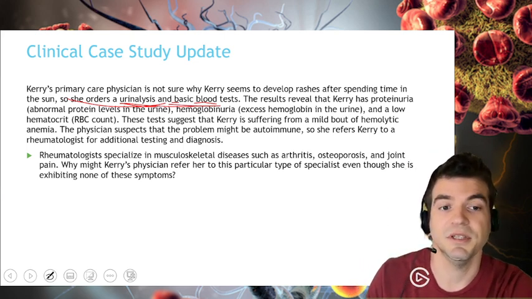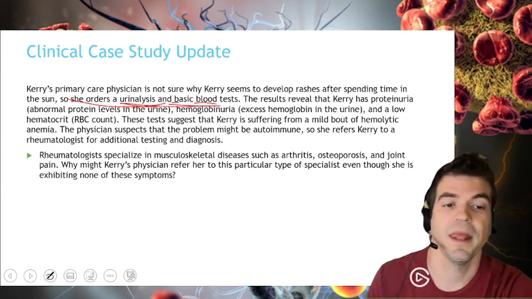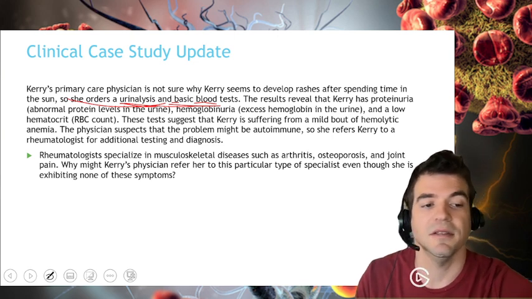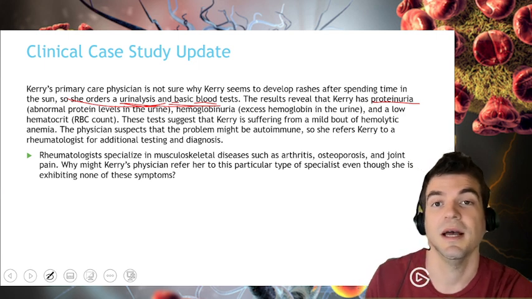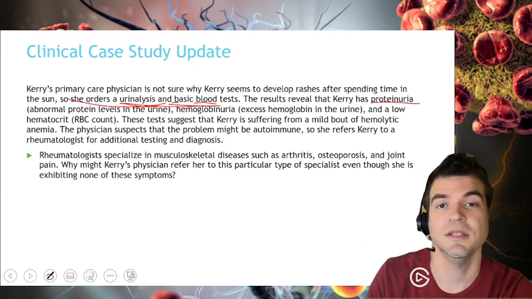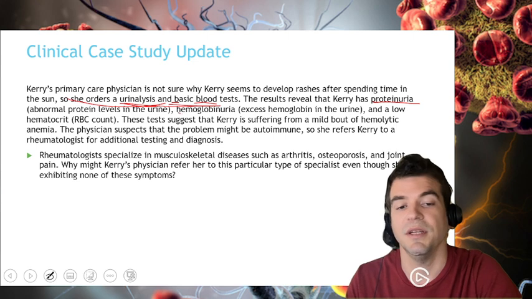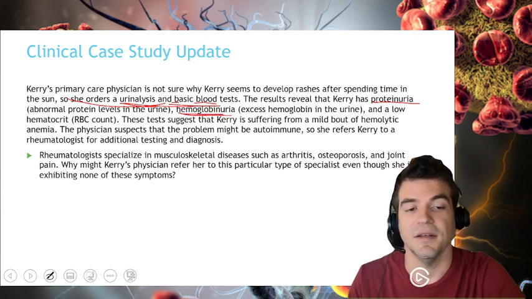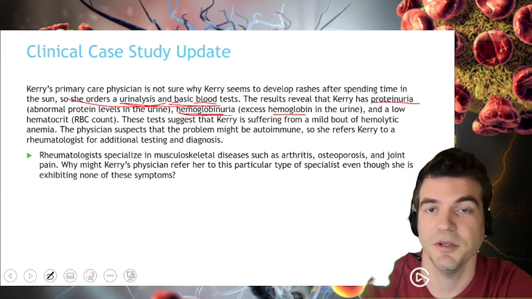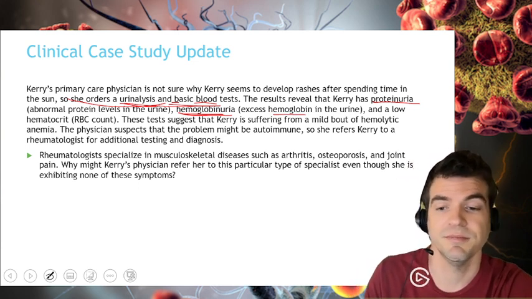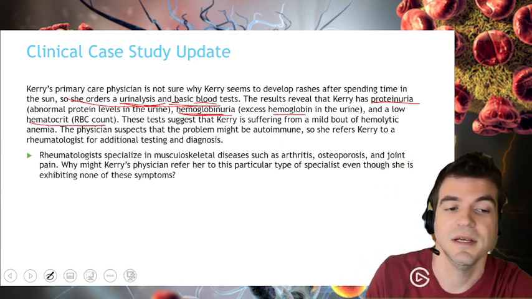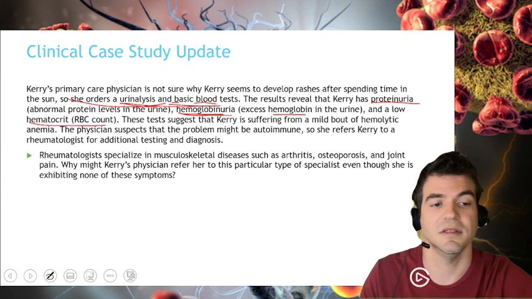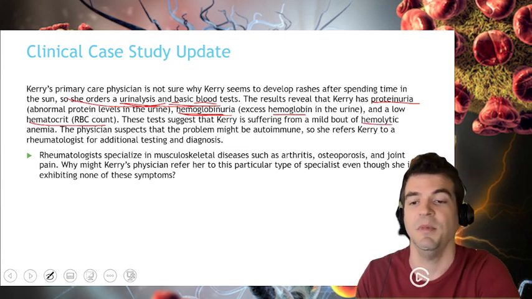These basic tests come back quickly and reveal that Carrie has proteinuria, which is just a fancy term for high levels of protein in the urine. Some of that protein is also hemoglobin. Hemoglobin is a protein, remember, and hemoglobin is only found in the blood, so this is saying she's got blood in her urine. And she's got a low red blood cell count. These all seem to be showing she's suffering from hemolytic anemia.